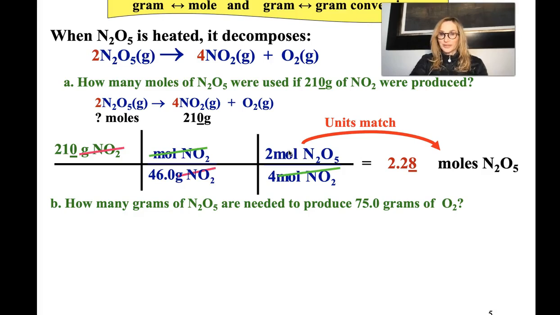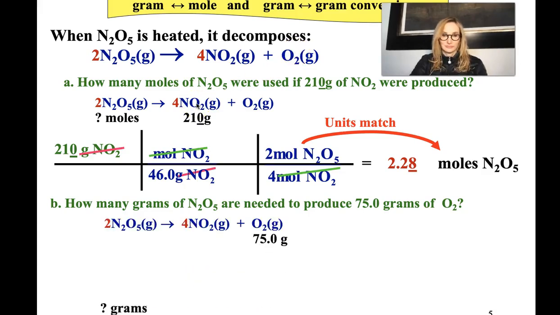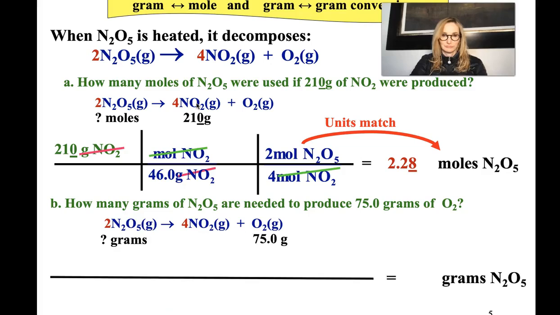So this time we're going to take it all the way to grams, and we're going to start with the O2. That means this time we're going to ignore the NO2. 75 grams of O2. 32 grams of O2 is the molar mass. So you take O at 16 times 2 is 32. And it always goes with 1 mole.